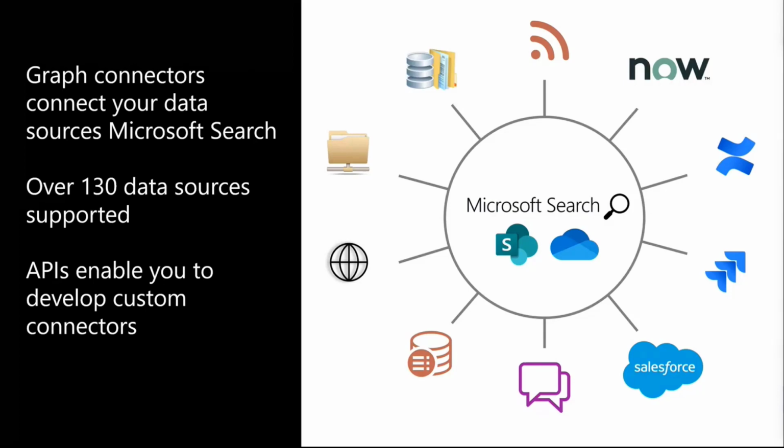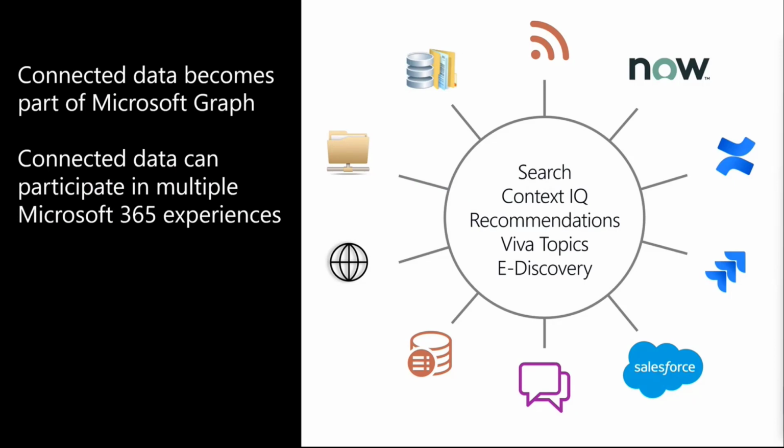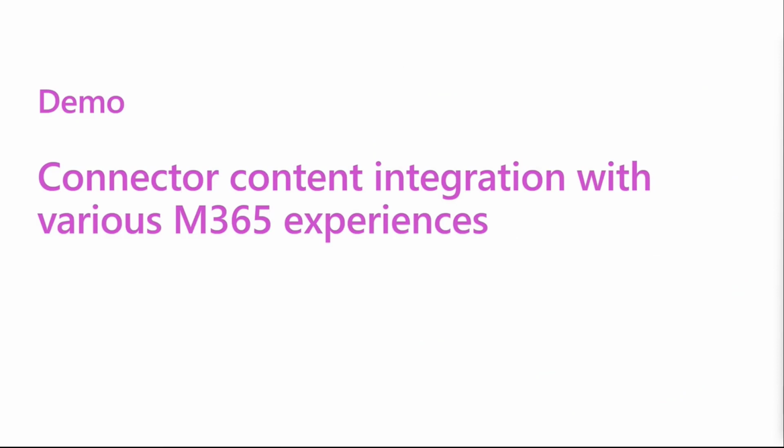And today we have over 130 data sources supported, and these publicly available APIs enable you to develop your own custom Graph Connector. Connected data becomes part of Microsoft Graph, and it can participate in multiple M365 experiences. To name a few, we have Search, Context IQ, Recommendations, Viva Topics will be coming, eDiscovery as well, and more. We're working on that.